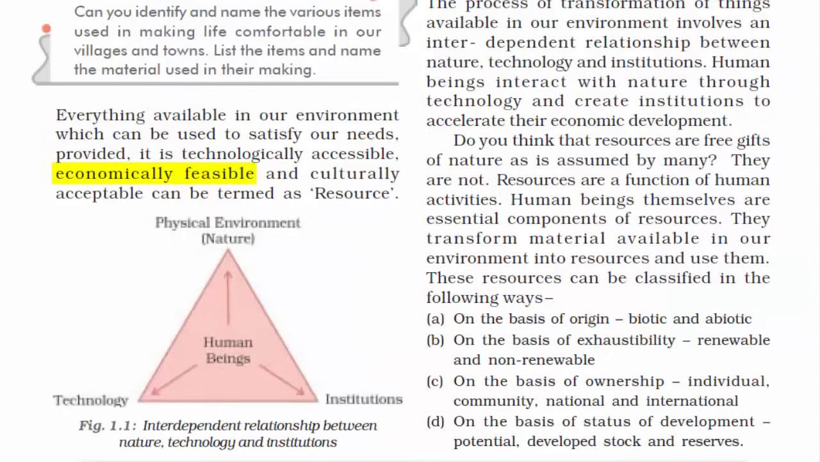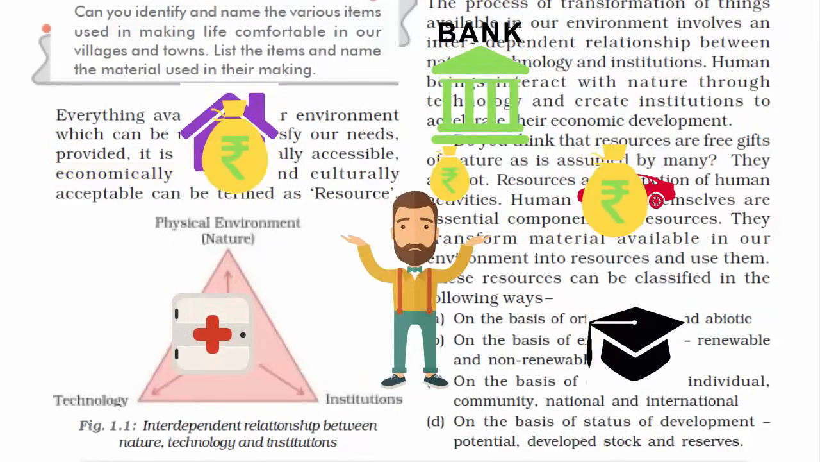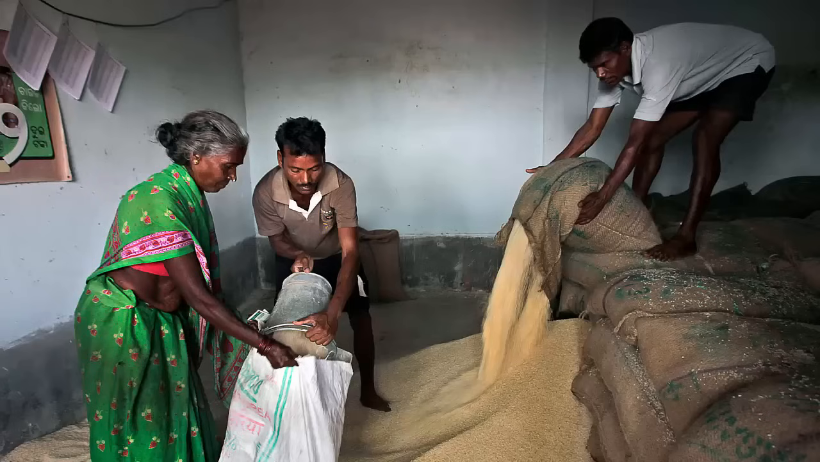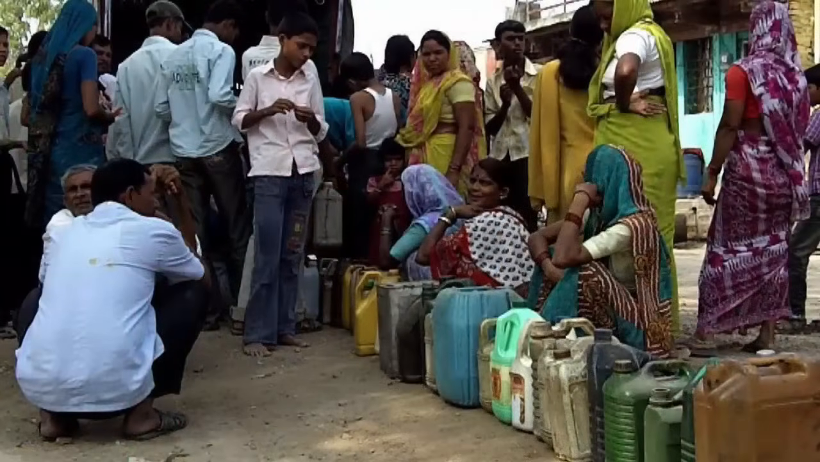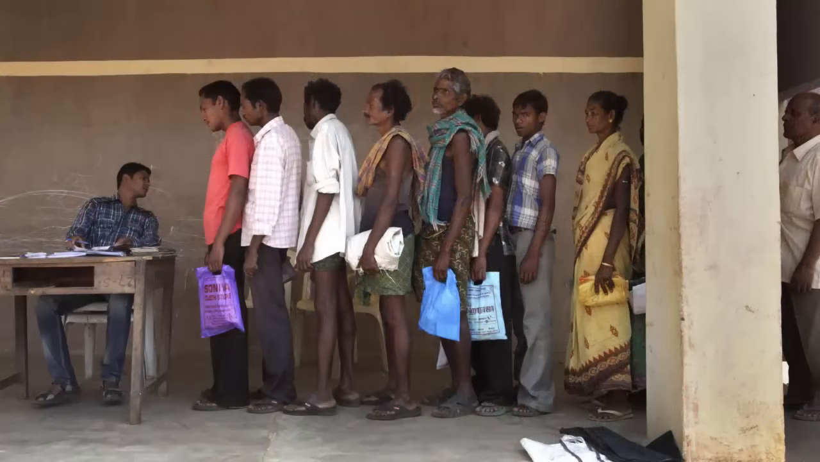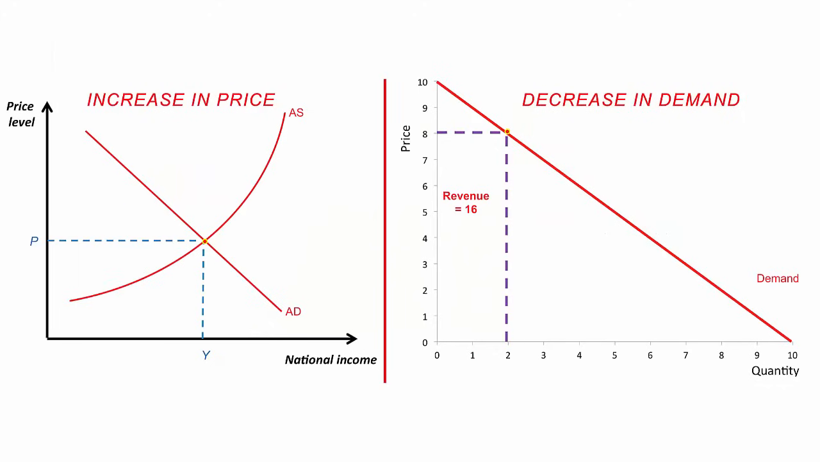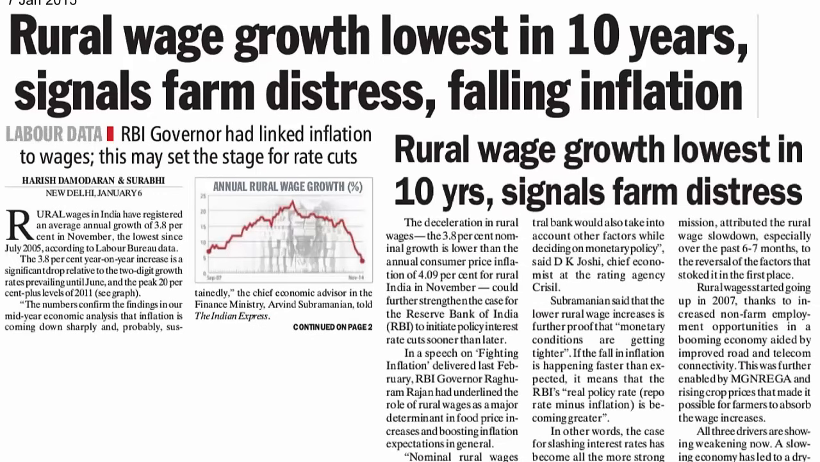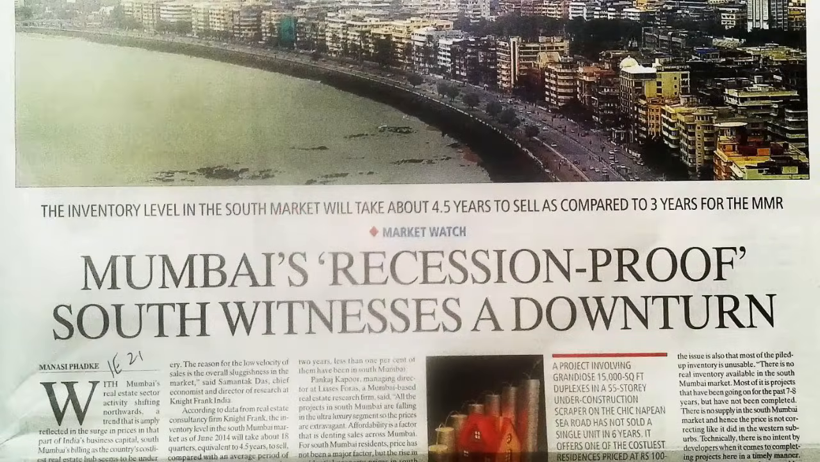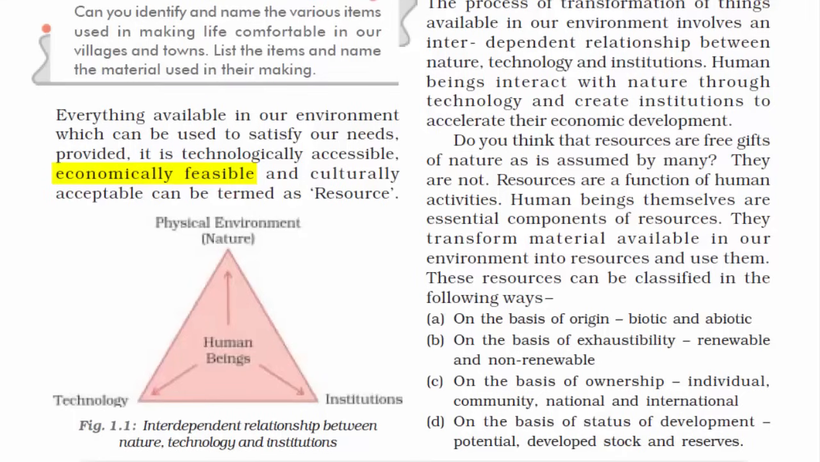Now, economically feasible. So previously in the videos I have told you the meaning of economics is resource allocation. If the particular resource cannot be allocated efficiently amongst the people, citizen or population, then it will be difficult to distribute because then the market forces are going to act on it, like increase in prices or decrease in demand, and that can actually make the market unstable, and no country would like to have that. So that is the meaning of economically feasible.